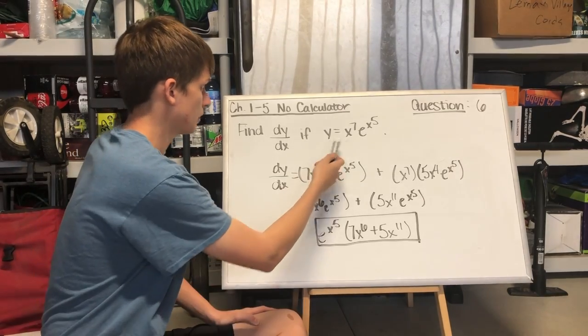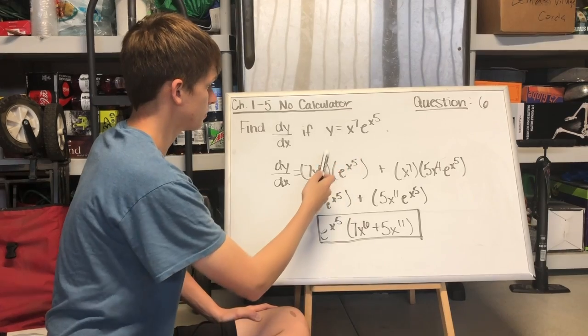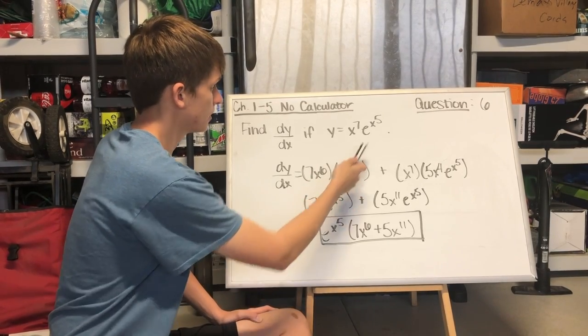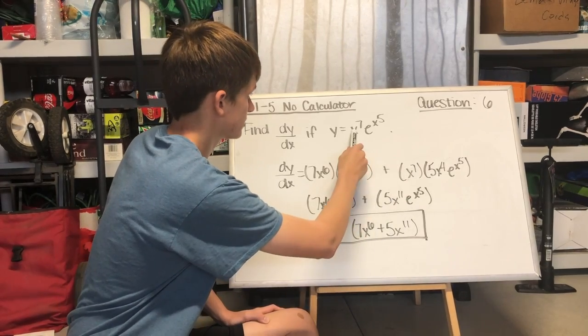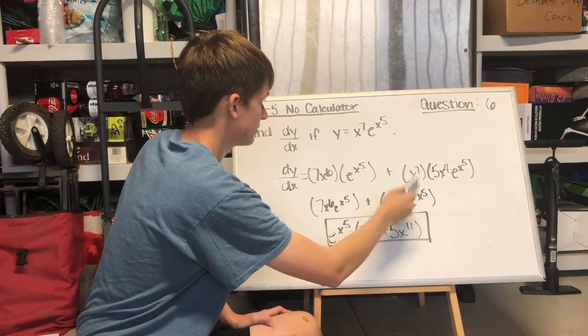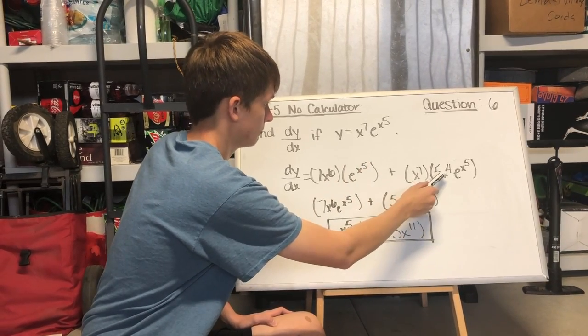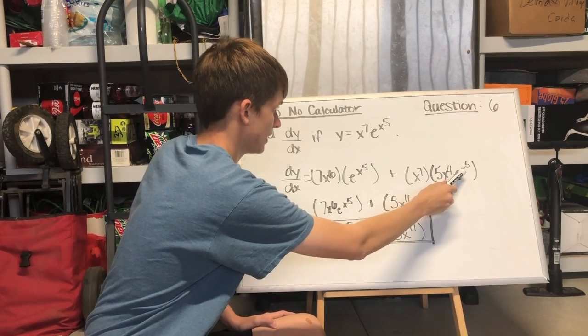So when we go to write the derivative of this, we can take the derivative of the first term, which is 7x to the 6th, multiplied by the second term, and then we tack on x to the 7th times the derivative of this part, so we get x to the 7th down here, and then the derivative of e to the x to the 5th is 5x to the 4th, and then we have times e to the x to the 5th.